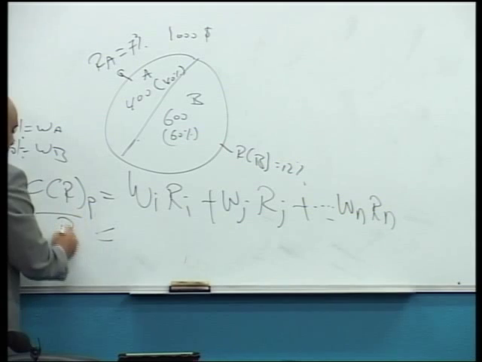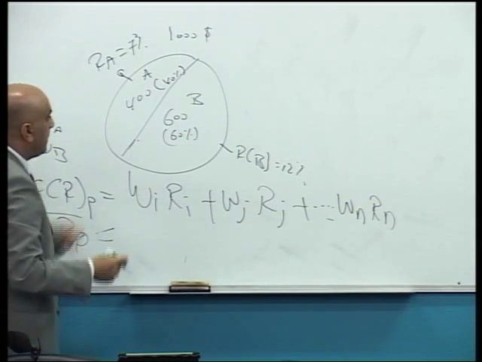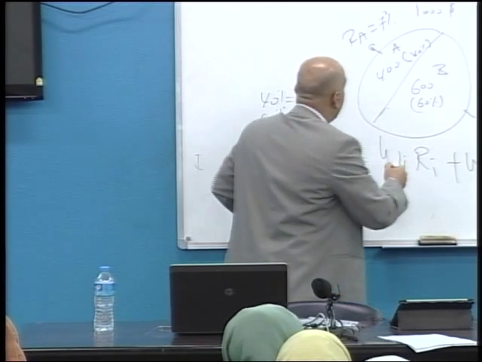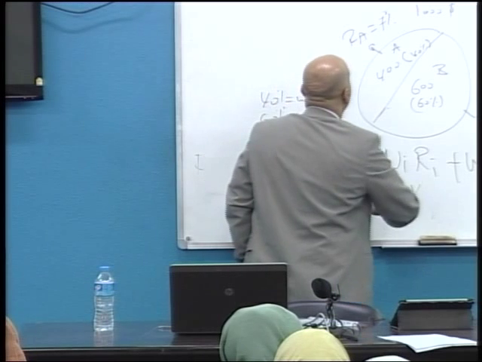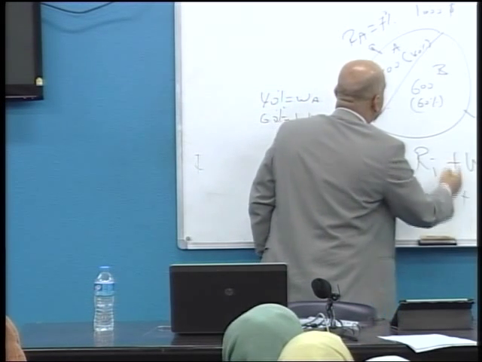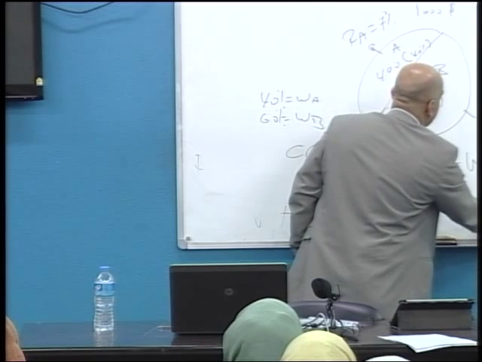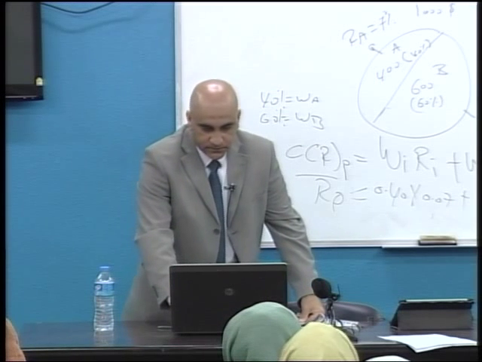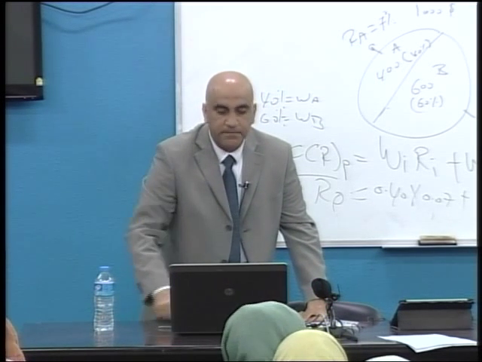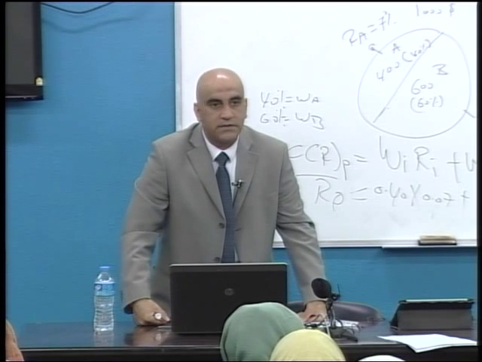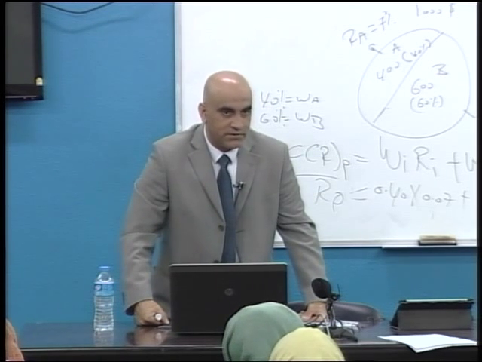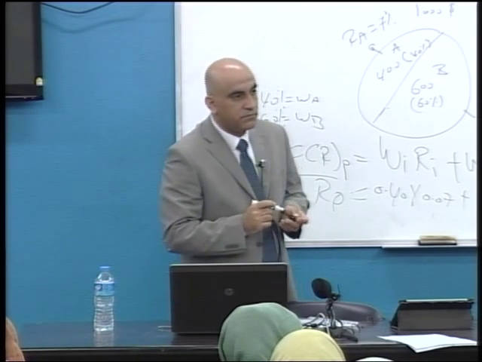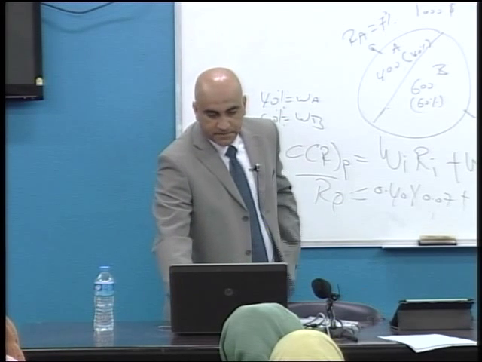So here the expected return of the portfolio, having two assets or having two stocks, is 0.4 times 0.07 plus 0.6 times 0.12. So this is the rate of return of the portfolio. Okay? It's a very friendly calculation. Any question? Okay.